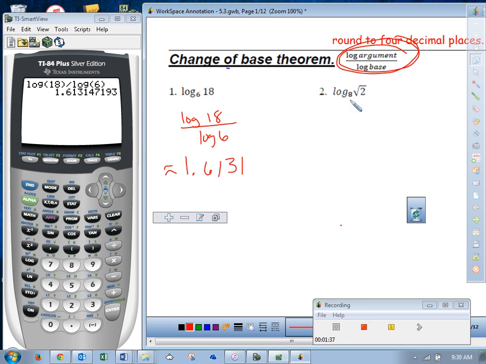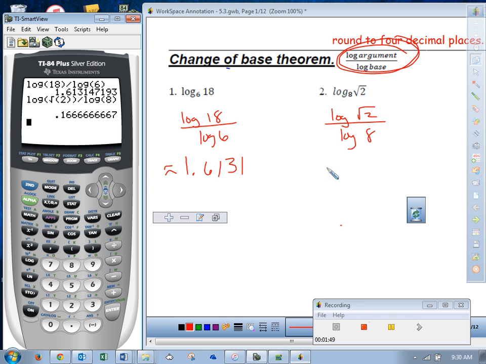Cool. Log base 8 of the square root of 2. Well, that's going to be the log of the argument over the log of the base. So the log of the square root of 2. And now you got to close 2 sets of parentheses because they have you put the square root of 2 in there. Then you got to close the parentheses for the log. All right, you with me on that? Then divide it by the log of 8. And rounded to 4 decimal places, 0.1667. Cool. One more. Get that one done for me.